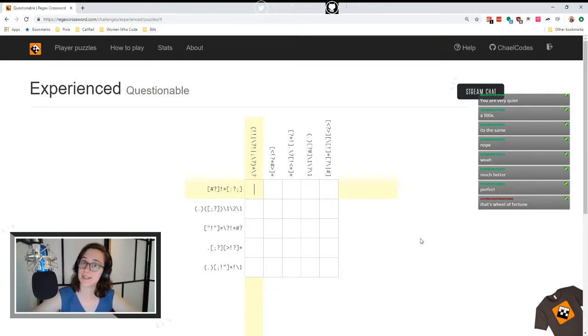The first thing I'm going to say, because this is going to be really important for this one, is that forward slash escapes a special character and means that it is the regular character. So if I get lost, remind me of that, okay? That's going to be really important for this one. The puzzle name is questionable, and I can see why.